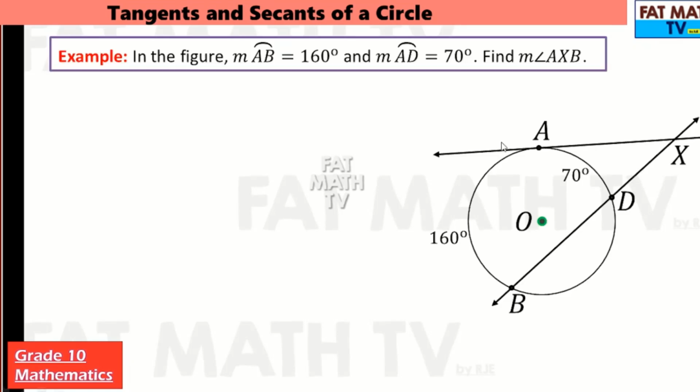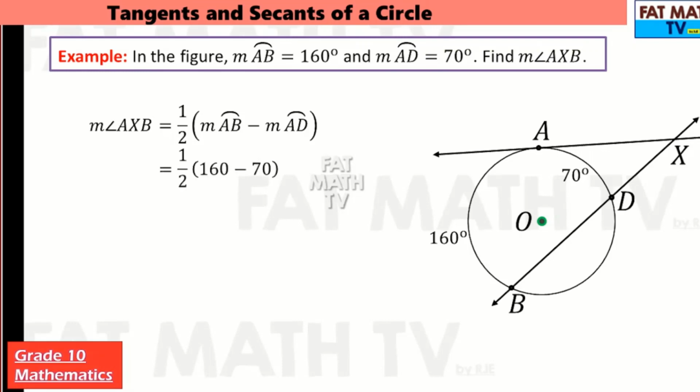Okay, what if we're given that measure of arc AB here is 160? That's the intercepted arc of this angle X. And the measure of arc AD is 70. What's the measure of angle AXB? So the same, half the difference. So half of 160 minus 70, that's half of 90, that is 45. So measure of angle AXD or AXB is 45 degrees.